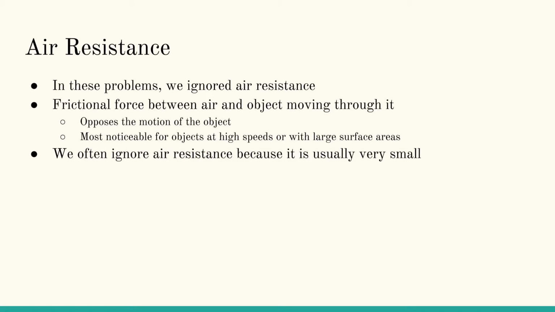Now let's talk about air resistance. In both of our demos, we ignored a force called air resistance. Air resistance is a frictional force between air and an object moving through it. Air resistance opposes the object's motion and impacts objects with high speeds and large surface areas the most. In problems like our demos, we often ignore air resistance because it is essentially negligible in most of the problems we do in this class. The ball in the first demo and the golf ball in the second demo have relatively small surface areas and aren't moving too quickly, so the force of air resistance didn't have a large impact in either scenario.